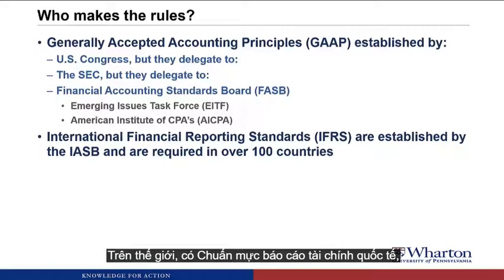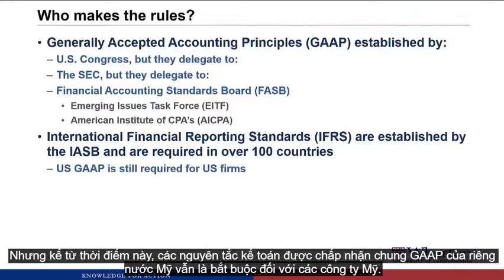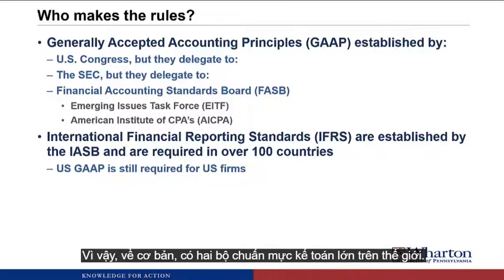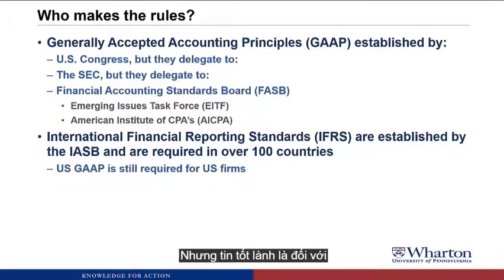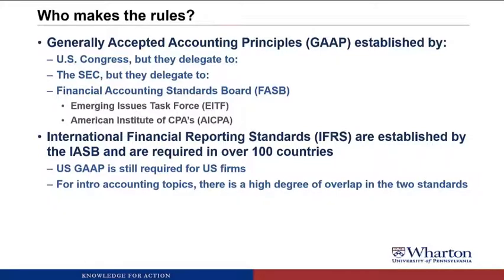Internationally, there are International Financial Reporting Standards, or IFRS, that are established by the International Accounting Standards Board, or IASB, which is based in London, and are now required in over 100 countries, including all of the EU. But as of now, US GAAP is still required for US firms. So basically, there are 2 big sets of accounting standards in the world. But the good news is, for almost all of the introductory accounting topics that we look at in this course, there's a very high degree of overlap in the 2 standards.